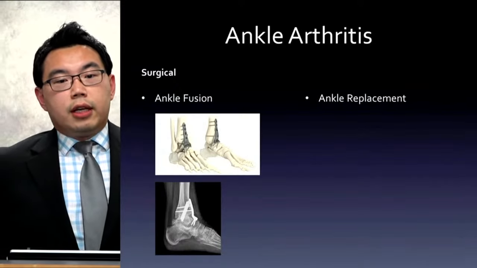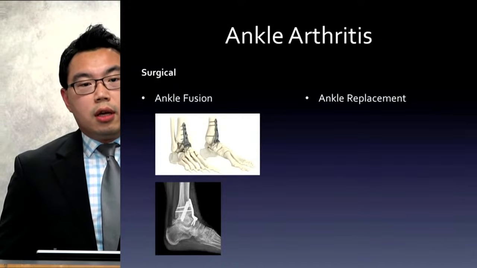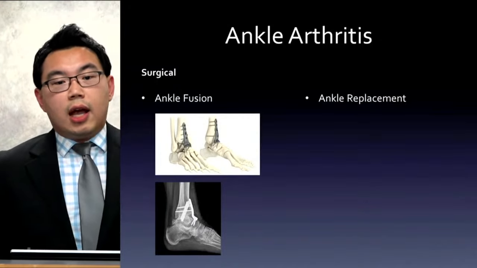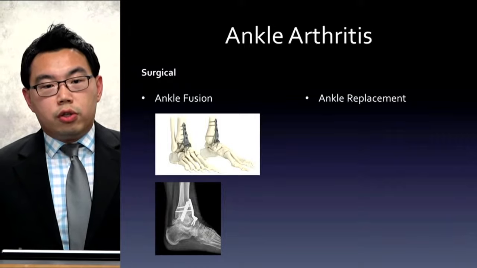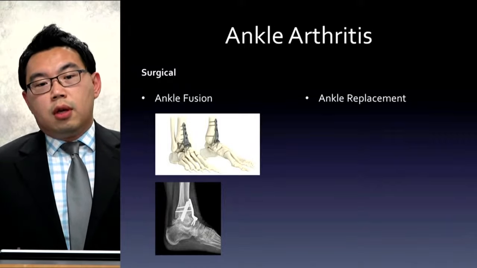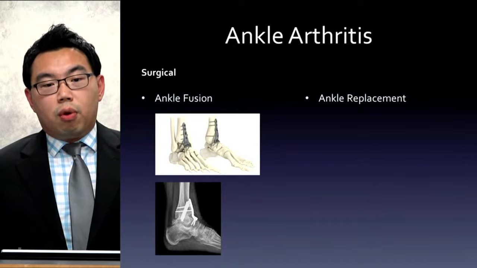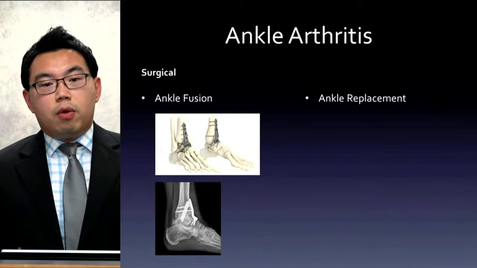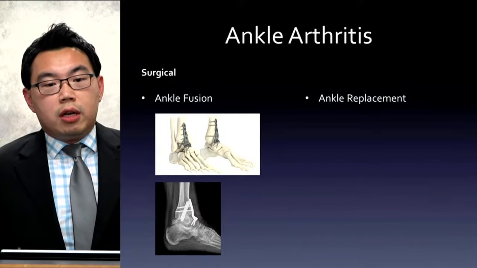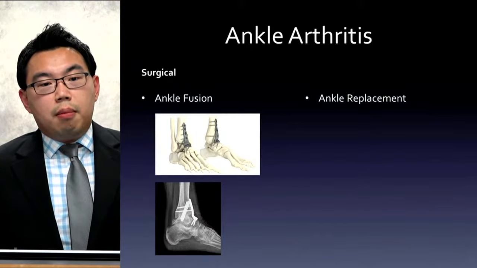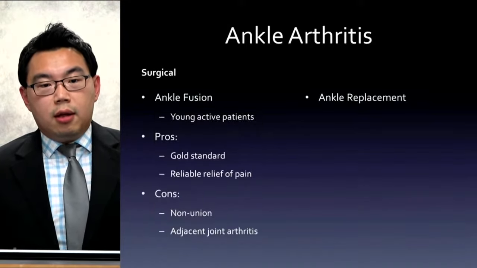So on the left is an example of what ankle fusion is. It is exactly like what it sounds like. What you're trying to do is to glue two bones, mainly the tibia and the talus, and allow them to form into one bone. So in a way, you're sacrificing motion and gaining essentially resolution of pain.